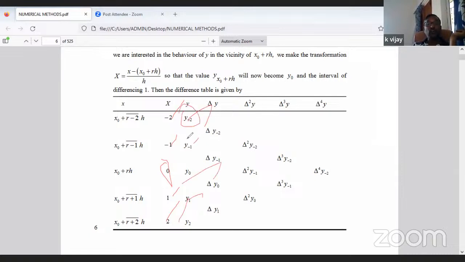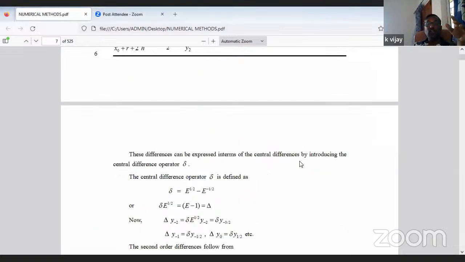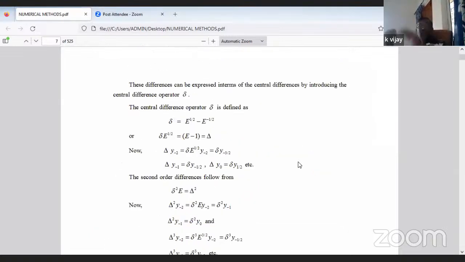This is called del y minus 2, this is del y minus 1, this is del y0, and del y1. So these two values are del square minus 2, these del square minus 1, these two del square 0. These are very simple, a very simplification, del 4 power minus 2.